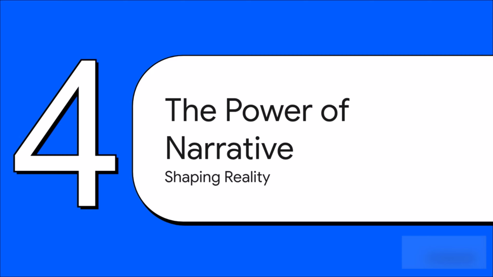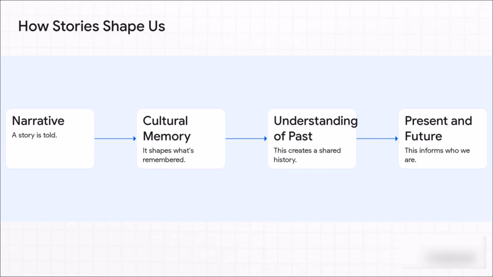And this brings us to what might be the most profound idea of all. We've seen how grammar and culture give us the tools to tell stories, but what if those stories don't just describe reality? What if they actually create it? This is the incredible power of narrative. An article from Number Analytics breaks it down into this simple but incredibly powerful flow. First, a story gets told. That narrative then starts to shape what we all collectively remember. That's what we call cultural memory. This shared memory then creates our understanding of history, and ultimately, that shared history tells us who we are right now and who we're going to become. It's like a chain reaction, and it all starts with just one story.